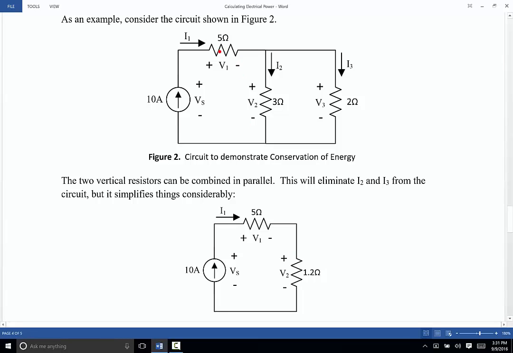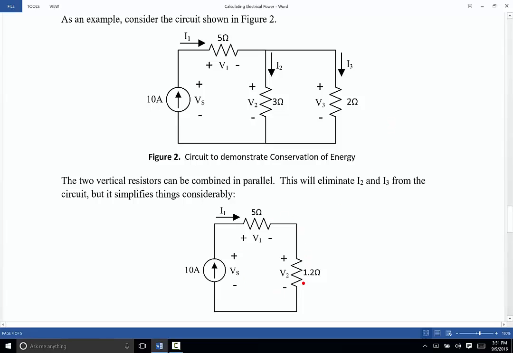We still carry the 5 ohms from the previous circuit diagram. We still see that V sub S is still the same, V sub 1 is still the same, I sub 1 is still the same, and V sub 2, or we could have written it as V sub 3, they're really equal to each other, are still in the circuit diagram, but I sub 2 and I sub 3 are no longer in the circuit diagram. They simply don't exist because the individual resistors that carried them have been combined into a single resistor.